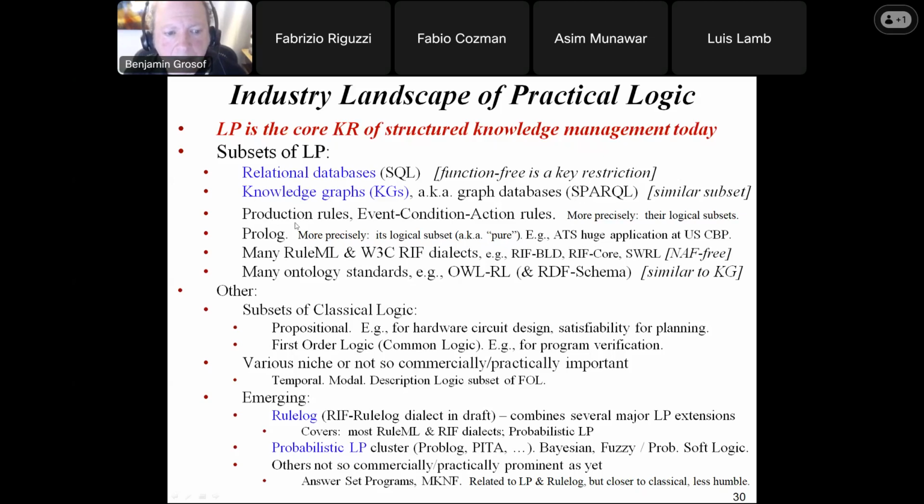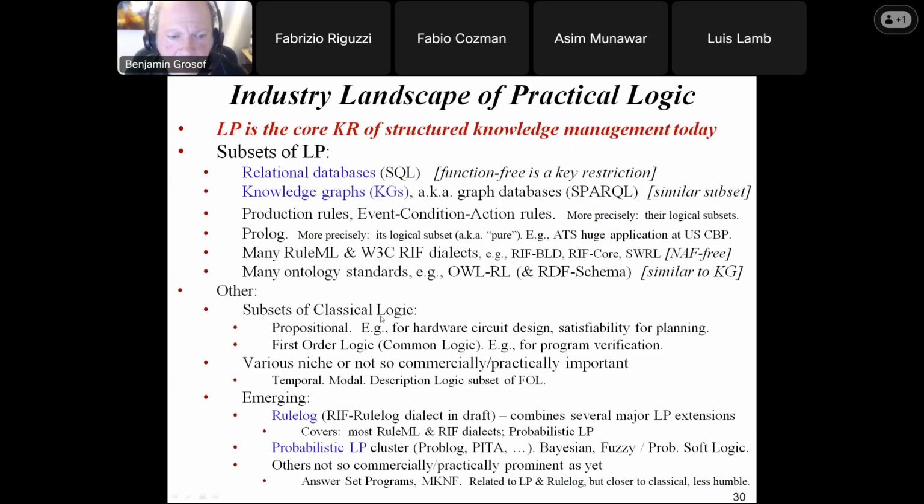Other subsets of LP include things that are in the semantic web space, such as ontology standards, RuleML, RIF dialects, which are in turn based on RuleML, as a standards design from the World Wide Web Consortium, RDF Schema, etc. Now, there are other important KRs in the industry, but they're much less important overall than LP as a group or as an umbrella.